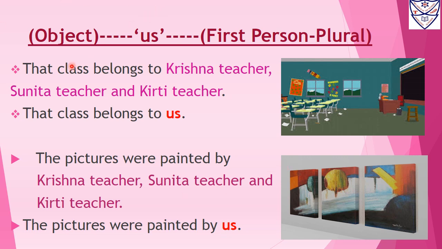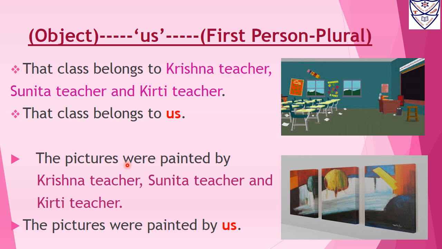Now, if the object goes back. First of all, Krishna teacher, Sunita teacher, Kirti teacher, they were ahead. Now, we are the object. So, which word will I use? Let's see. That class belongs to Krishna teacher, Sunita teacher and Kirti teacher. So how will I speak? That class belongs to us. So instead of Krishna teacher, Sunita teacher and Kirti teacher, I will use the word us.